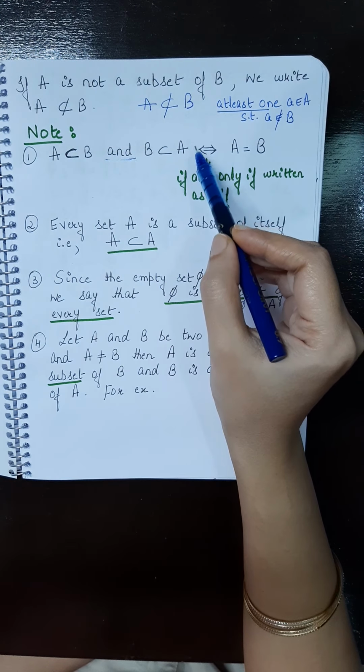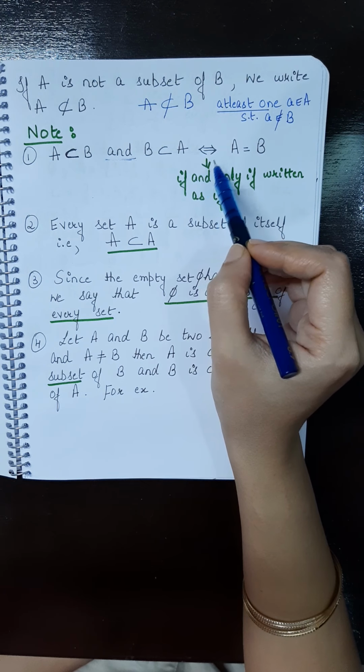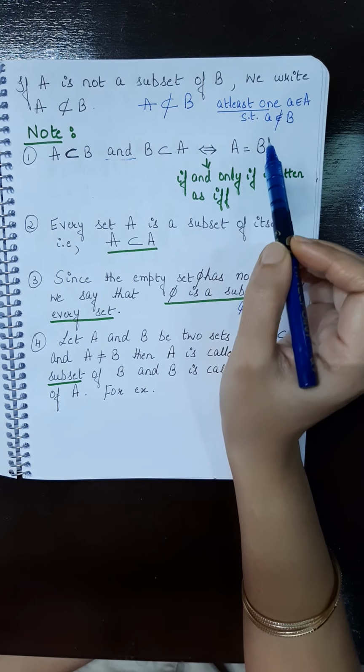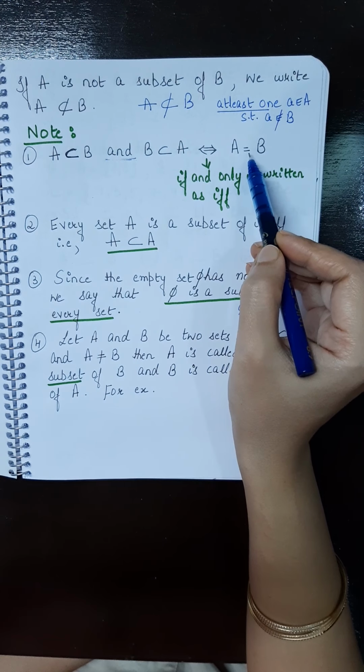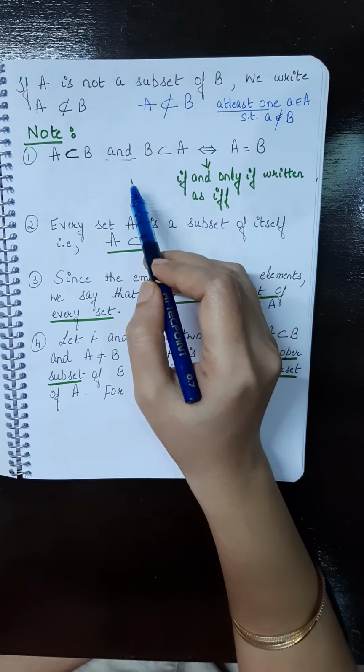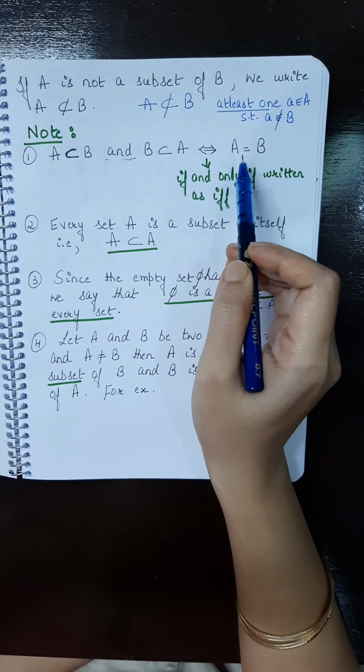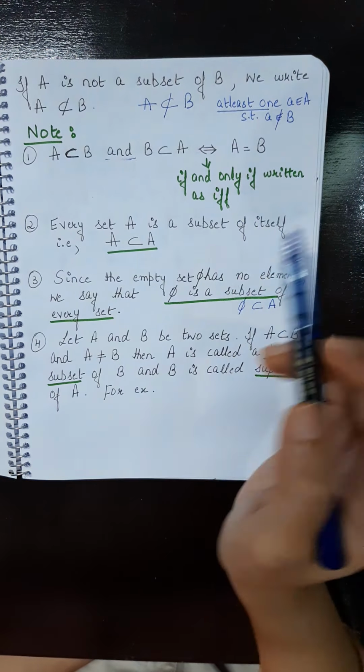Okay, so the motive of this note was to tell you about the symbol if and only if. Okay, so equal sets की definition we can also write in terms of subsets. Equal sets कब होंगे? When A is a subset of B and B is a subset of A.